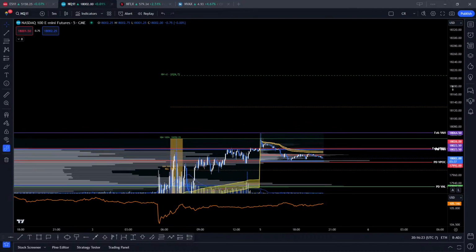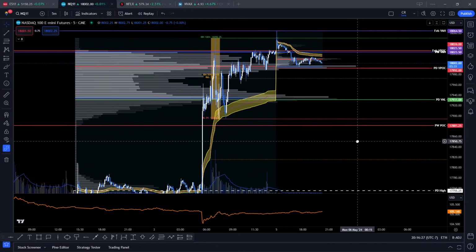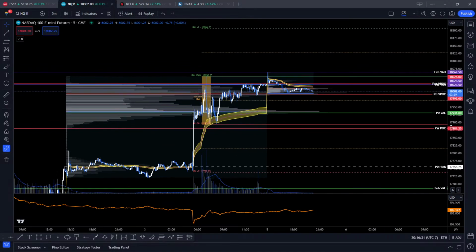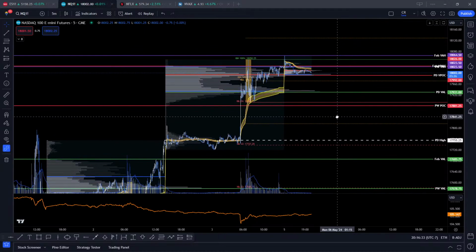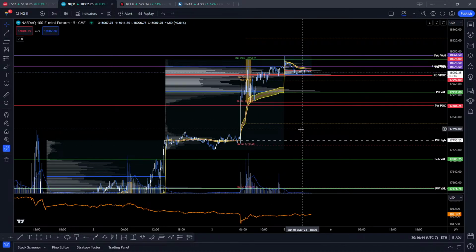NQ is kind of hard for me to look at from the perspective of what it's going to do tomorrow, because I like to trade based on footprints. I don't even have my footprint charts up right now.